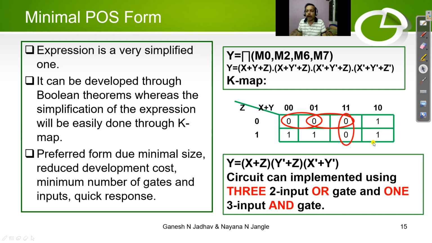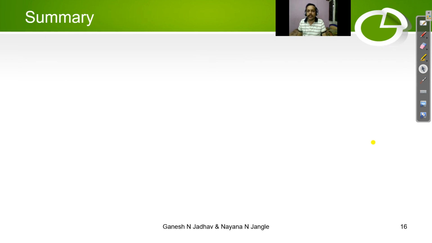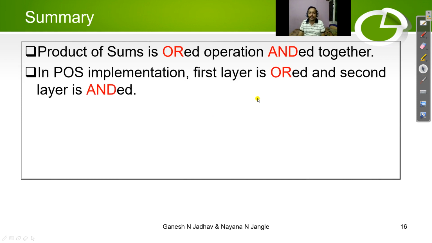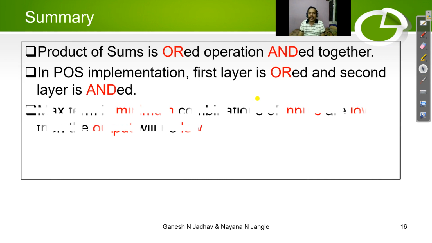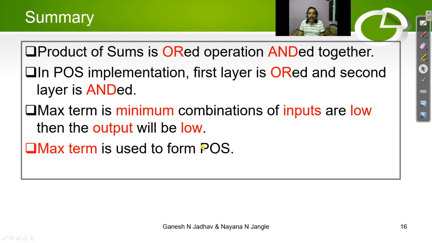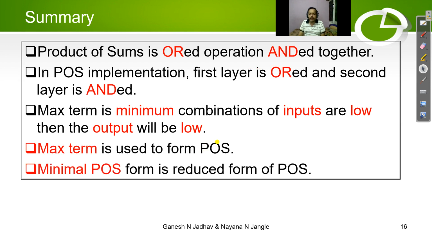So minimal POS can be obtained through K-map design. Okay, so let us summarize all the points. Product of sum is OR operation and ANDed together. In POS implementation, the first layer is OR and the second layer is AND. For the max term, if the combination of inputs is low, then the output will be low. And max term is used to form the POS equation. Minimal POS form is the reduced form of the POS equation.